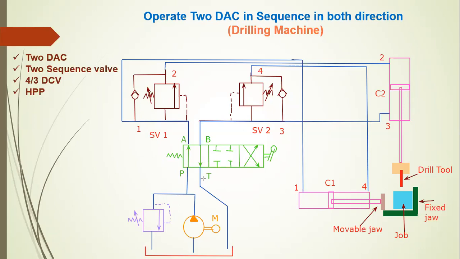This is the complete drawing for operating two DACs in sequence in both directions, otherwise known as a drilling machine. In the examination, the question is to draw the hydraulic circuit for a drilling machine, without mentioning that two DACs and two sequence valves are required. So we have to remember how many hydraulic components are required to draw the drilling machine.